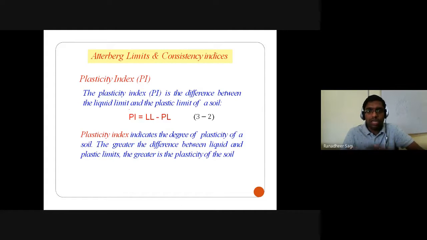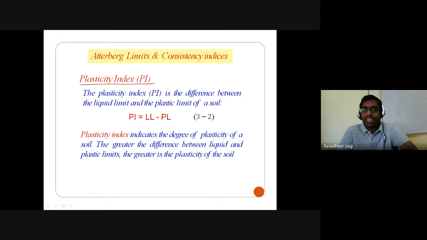You cannot determine those values for different soil samples, and you cannot make any comparison between liquid limit, plastic limit, and shrinkage limit values for differently tested soil samples. For the same soil sample, you are required to determine all those values. So once the liquid limit and plastic limit values of that particular soil are known, we go on to determine another parameter, which is called the plasticity index.